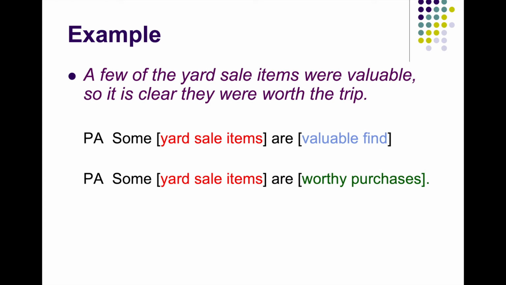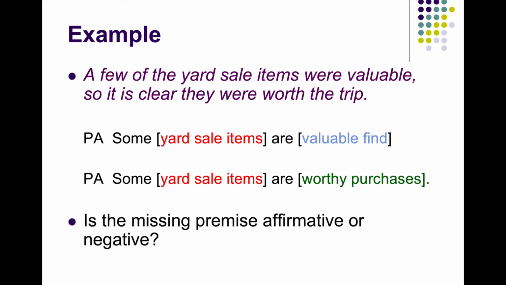Here's the parts that we've translated so far into standard logical form. We have the conclusion and the first premise. So the first question we could ask is, is the missing premise affirmative or negative? Well, you can answer that question by applying the rules of inference, right? If you look at the conclusion, it's an affirmative conclusion.